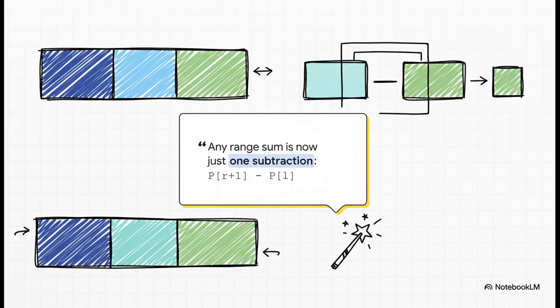And here is where the magic happens. Because we did that one-time bit of work up front, any future sum query becomes just a single subtraction. It's crazy. To get the sum from index L to R, you just grab P[R+1] and subtract P[L]. That's it. So why does this work? Well, you're taking the grand total up to the end of your range, and then you're just chopping off the part you don't want, the sum of everything before your range started. What's left? Exactly the sum you needed.